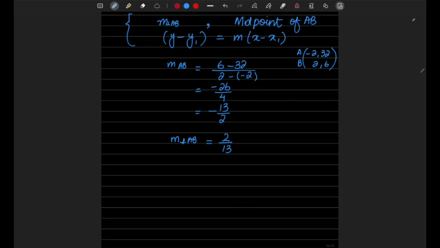Okay, and now the midpoint of AB would be x1 plus x2 over 2, y1 plus y2 over 2. So minus 2 plus 2 over 2, comma 32 plus 6 over 2. So it will give you 0, comma 38 over 2, which gives you 19.